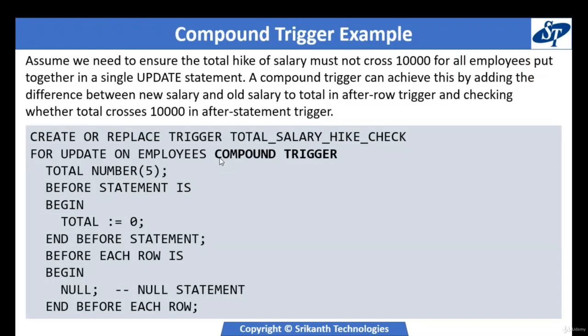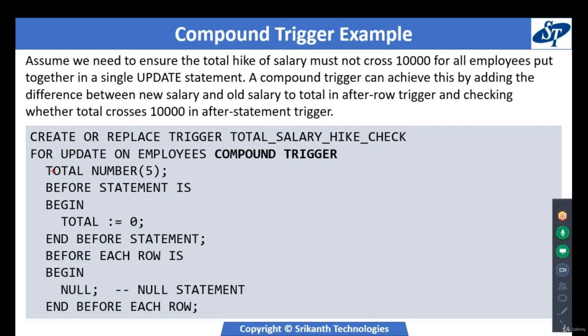Now here is my use case. I don't want to increase the salary of employees by more than 10,000 in a single update command. So in a single change, I don't want to exceed the total hike of 10,000. How do I do that? Because this is difficult if you have to go without compound trigger. But compound trigger made it simple.